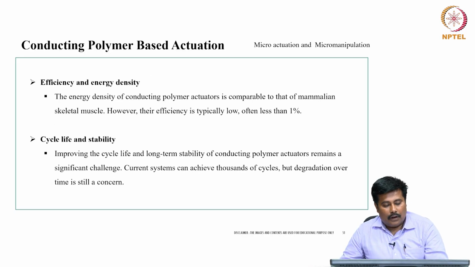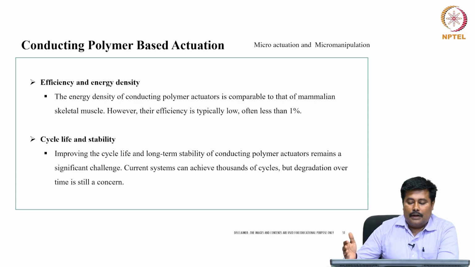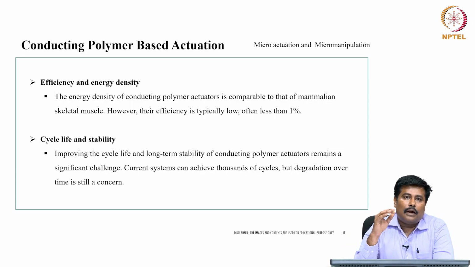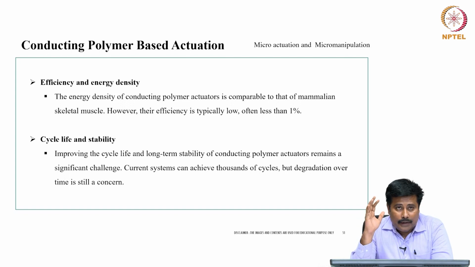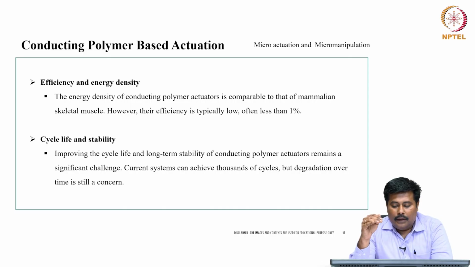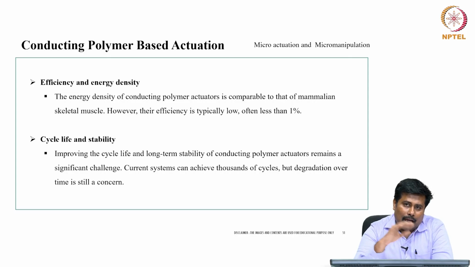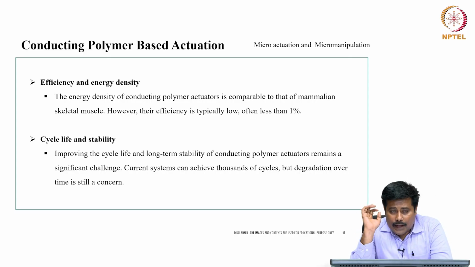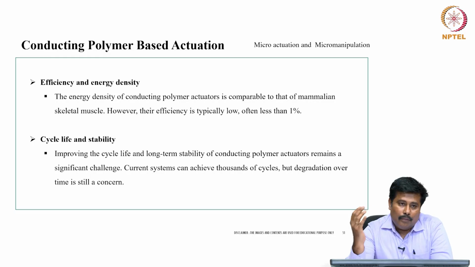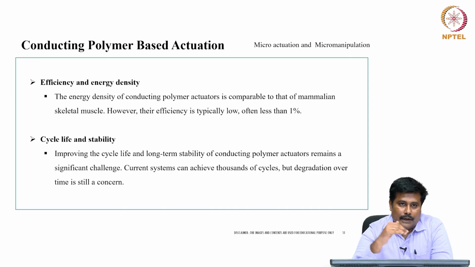Now, when we try to talk about the efficiency and energy density of these conducting polymers, the energy density of the conducting polymer actuator is comparable to that of a mammalian skeletal muscle. However, their efficiency is typically low, often less than 1%. So which means that it has a higher energy density and it has potential application towards biomimicking related areas as well as biomimicking related domains. However, with reference to efficiency, it is very less.